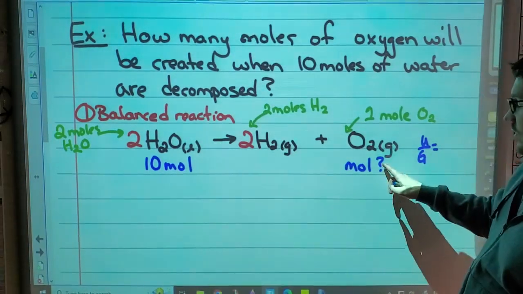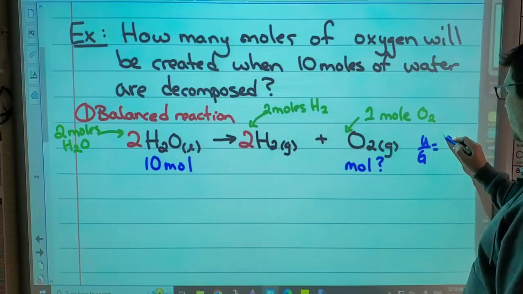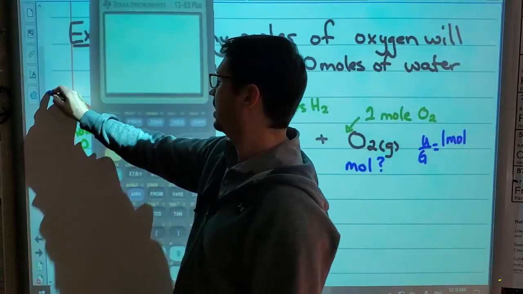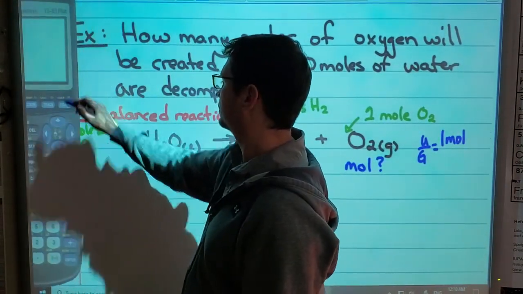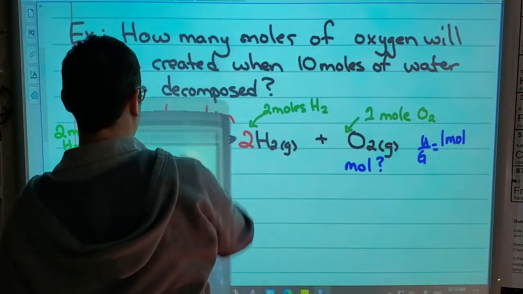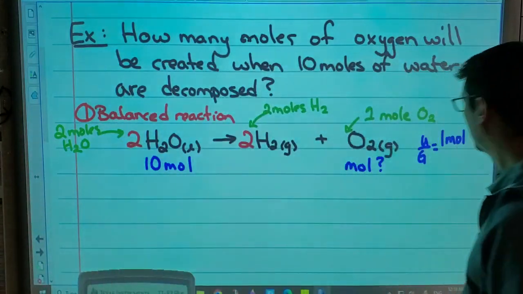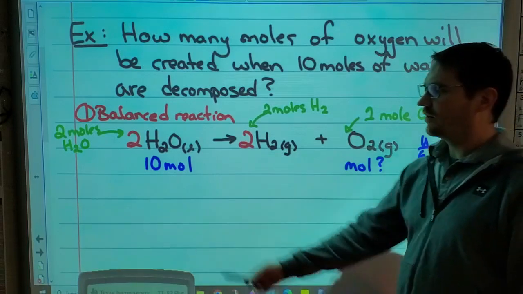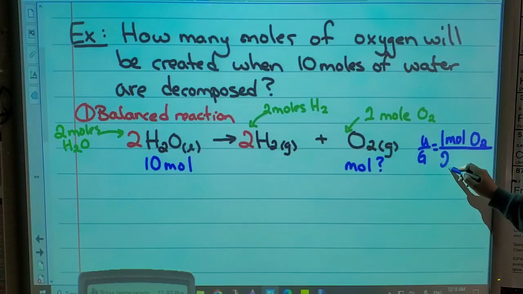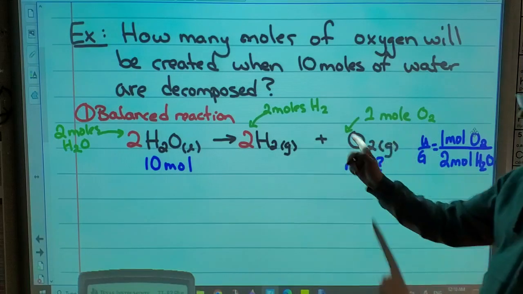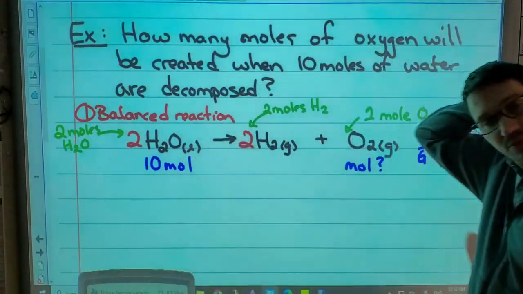It's going to be the thing with the question mark, so that coefficient, which is one mole, and I'll move my calculator over to the other side here. 1 mole of oxygen for every 2 moles of water. What we're doing is we're setting up a ratio between the 2 pieces of information that we're being given.